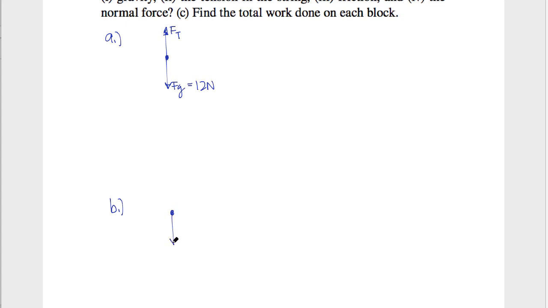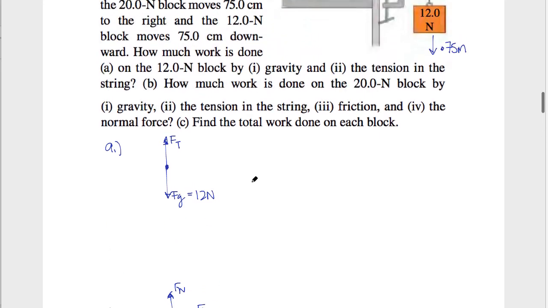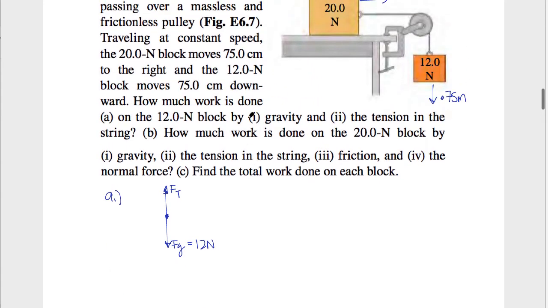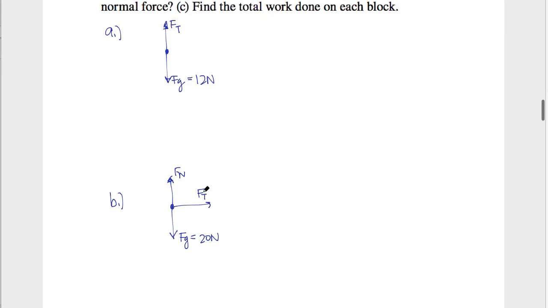So the second block has a force of gravity acting on it in the downward direction of 20 newtons. It has, in this case, a normal force acting in the upward direction, and it has a tension force acting to the right. And in order for there to be a constant speed, the 20 Newton block must experience some friction in the opposite direction. So here are my two free body diagrams.